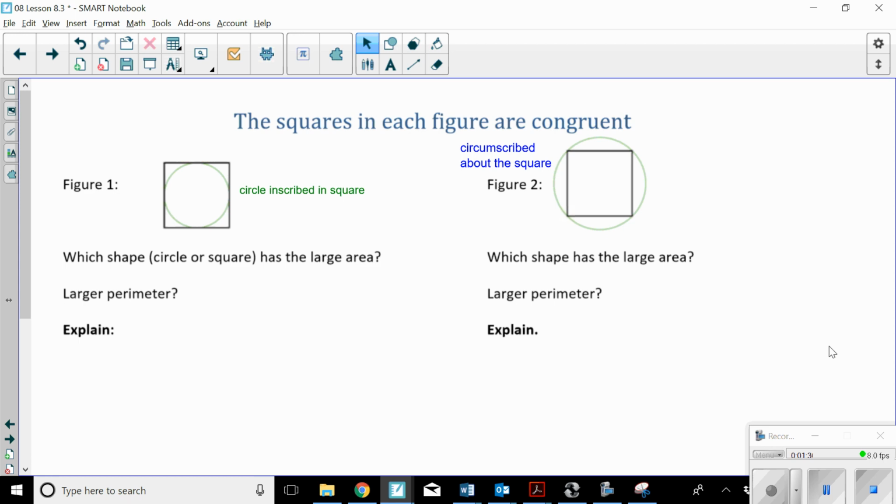So if you look at your note sheet, in figure 1, the question is which shape, the circle or the square, has a larger area, and which has the larger perimeter. So in the first figure, the circle is inscribed in the square, meaning the circle is inside the square. And in the second figure, the circle is circumscribed above the square, meaning the circle is outside of the square. So in a circumscribed circle, the circle touches the vertices. In an inscribed circle, the circle touches the sides.